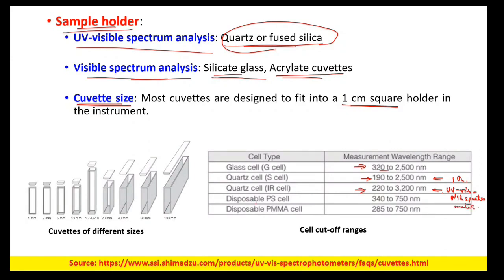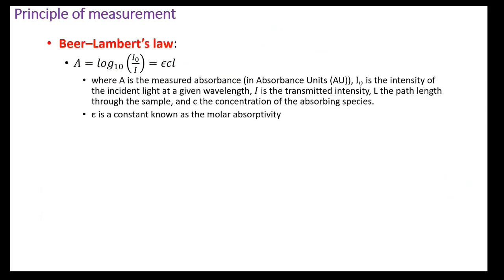Then we have disposable polystyrene cells. They have a limited wavelength range, 340 to 750, and disposable PMMA cells are used mostly in the visible region, 285 to 750. Some of them cover some of the UV region, but not the whole of the UV region. If you want to cover the whole of the UV region, we have to use the quartz cell. Okay, so today we will stop over here.